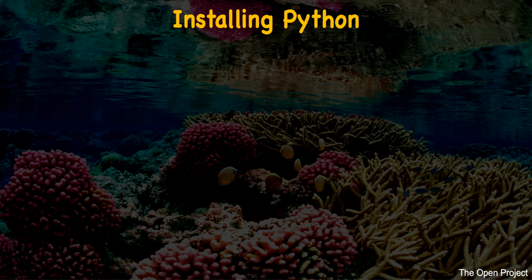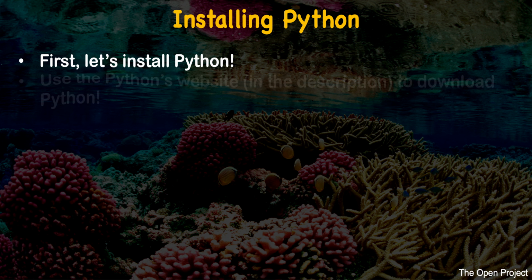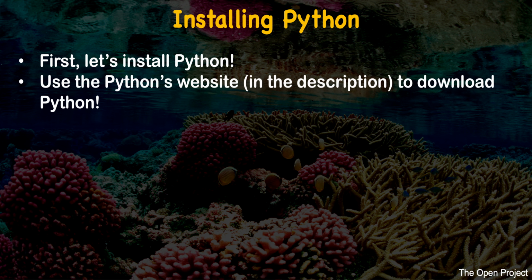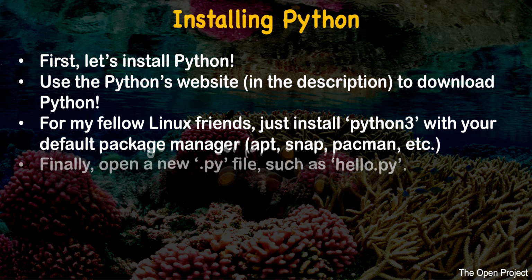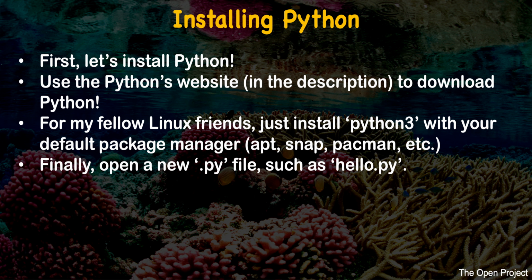The first thing we want to do is install Python. I'll leave a link in the description to download it. If you use Linux like me, just use your package manager to install Python 3, no spaces. On Windows or Mac OS, just download the latest version at python.org. Once Python's installed, just create a new Python file, and a Python file is just a file with a .py extension. In my case, I'll create the hello.py file.